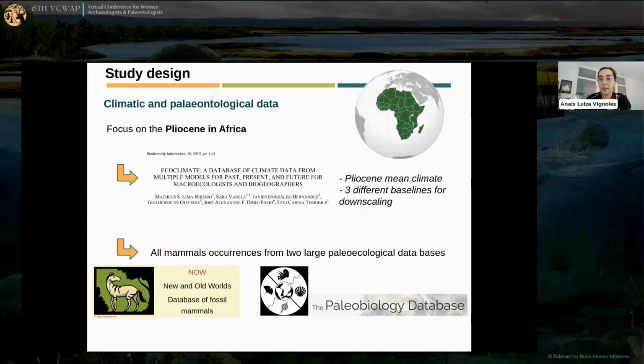So now onto the study design. So we decided to focus on the Pliocene in Africa. For that, we used some climate data from the EcoClimate dataset, which models the Pliocene mean climate with 3 different baselines for downscaling. And then to see how our sampling sites compared with the actual distribution of fossils, we used all mammal occurrences from 2 large paleoecological databases, so NOW and the Paleobiology database.